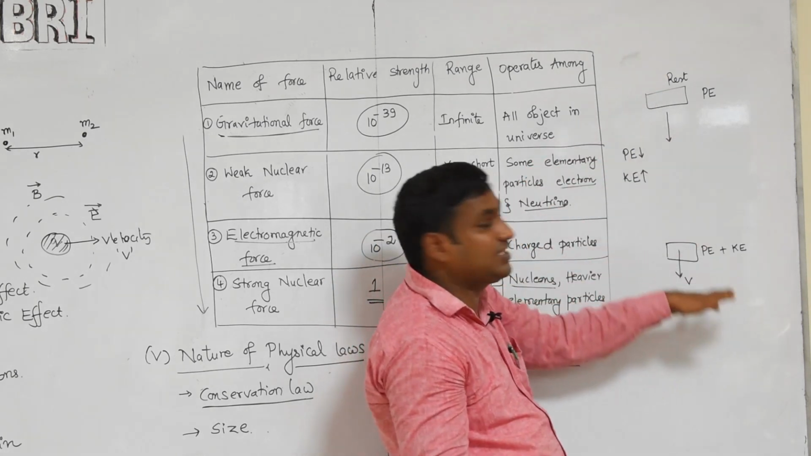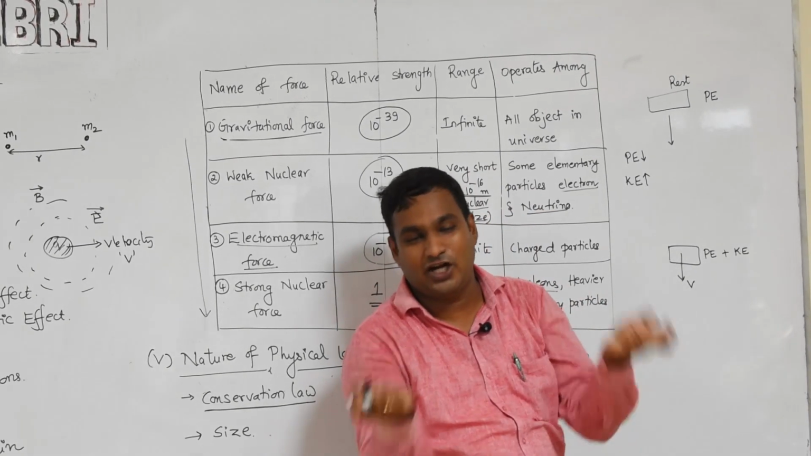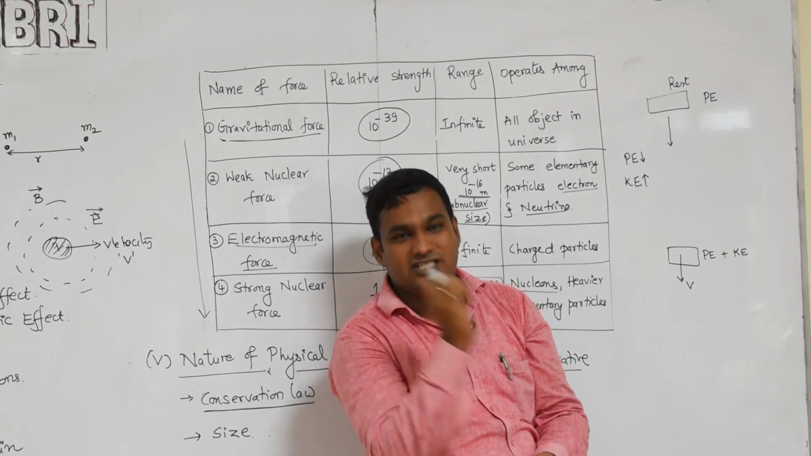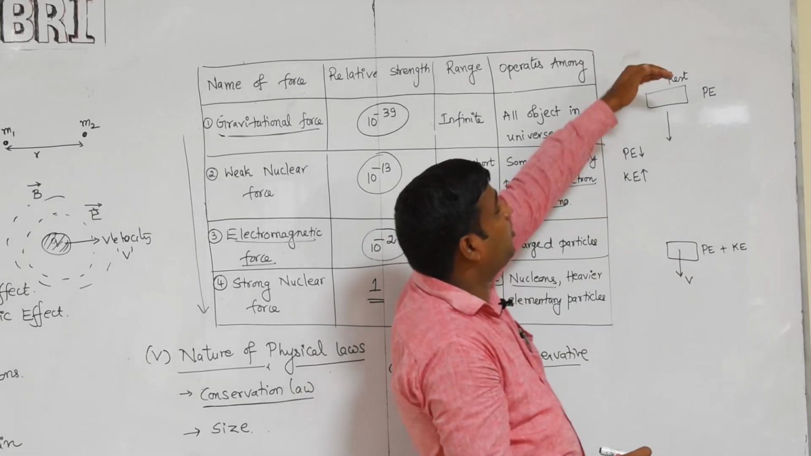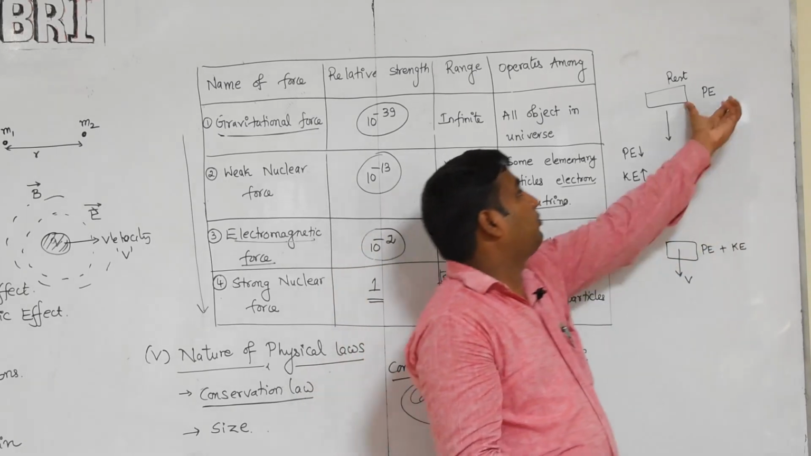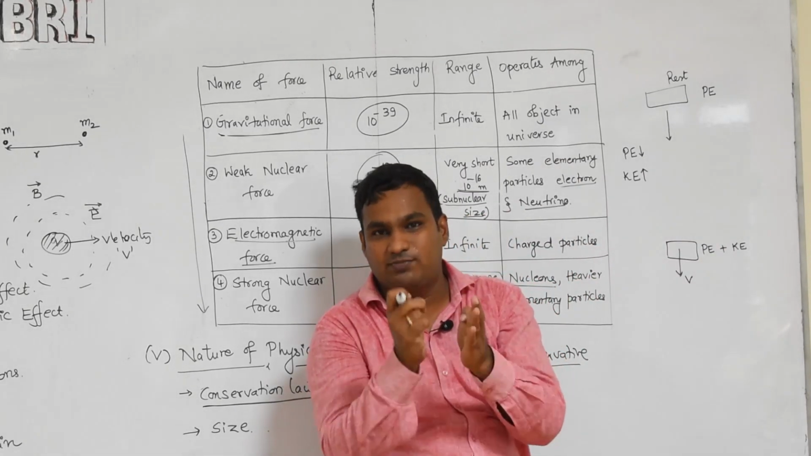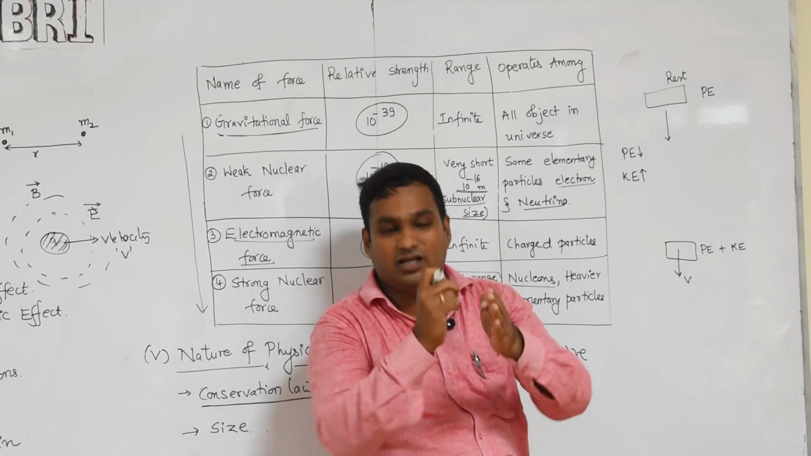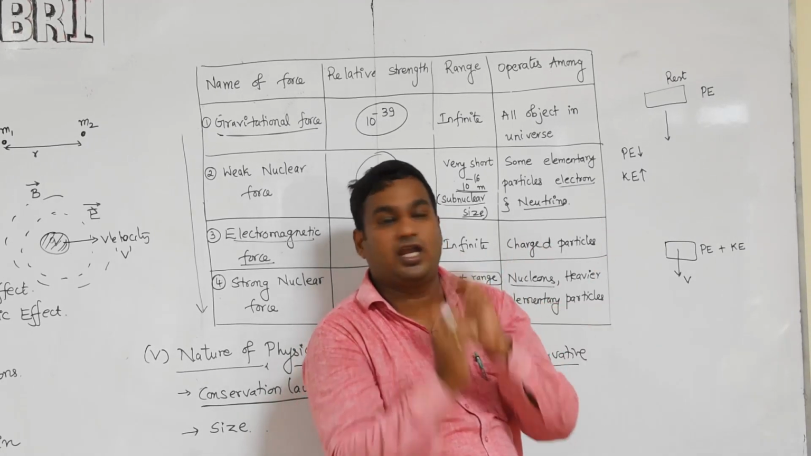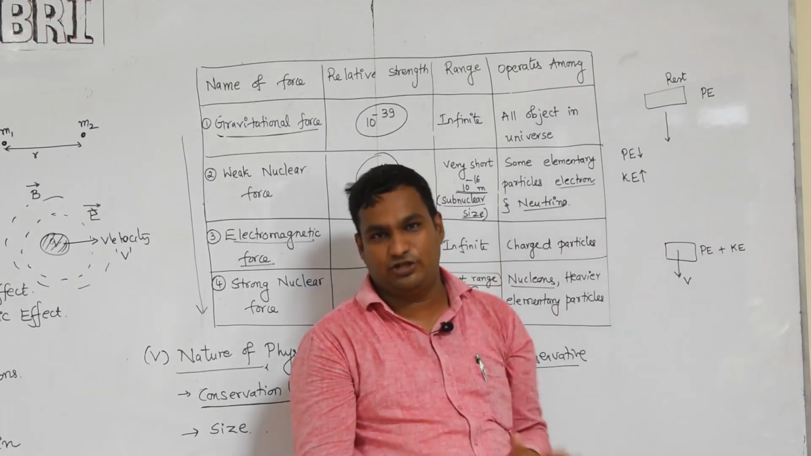Now by using this example, we learn the law of conservation of energy. Energy can neither be created nor be destroyed. Energy is conserved. We can transfer one form of energy to another form of energy. Especially this potential energy and kinetic energy you learned in lower classes. Both are types of energy that come under the category called mechanical energy. That's why potential energy and kinetic energy are called mechanical energy.